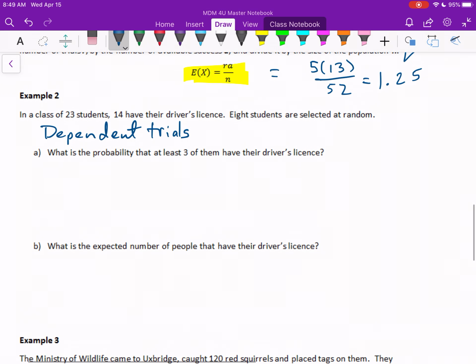And the class of 23 students, that's my n. 14 have their driver's license. If that's what I'm looking for, that's my number of successes possible. There's 14. That's A. 8 students are selected. Every time I select a student, that's a trial. That's R.